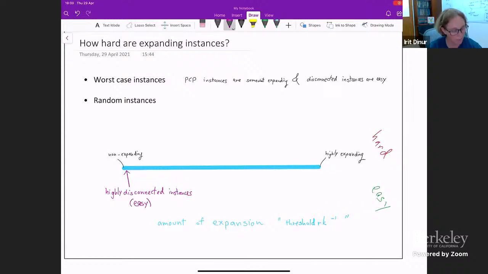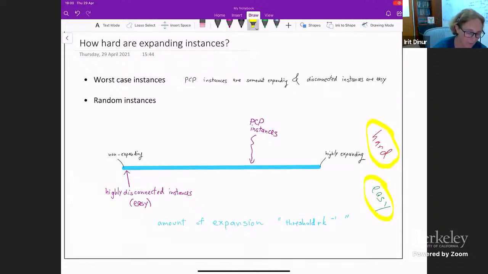So far we saw that the PCP instances, these NP-hard instances, are somewhat expanding. If this scale talks about how expanding your graph is, from the most non-expanding all the way to the extremely expanding, I want to draw the hard instances on the top and the easy instances on the bottom. So we know that PCP instances are somewhere in the middle.